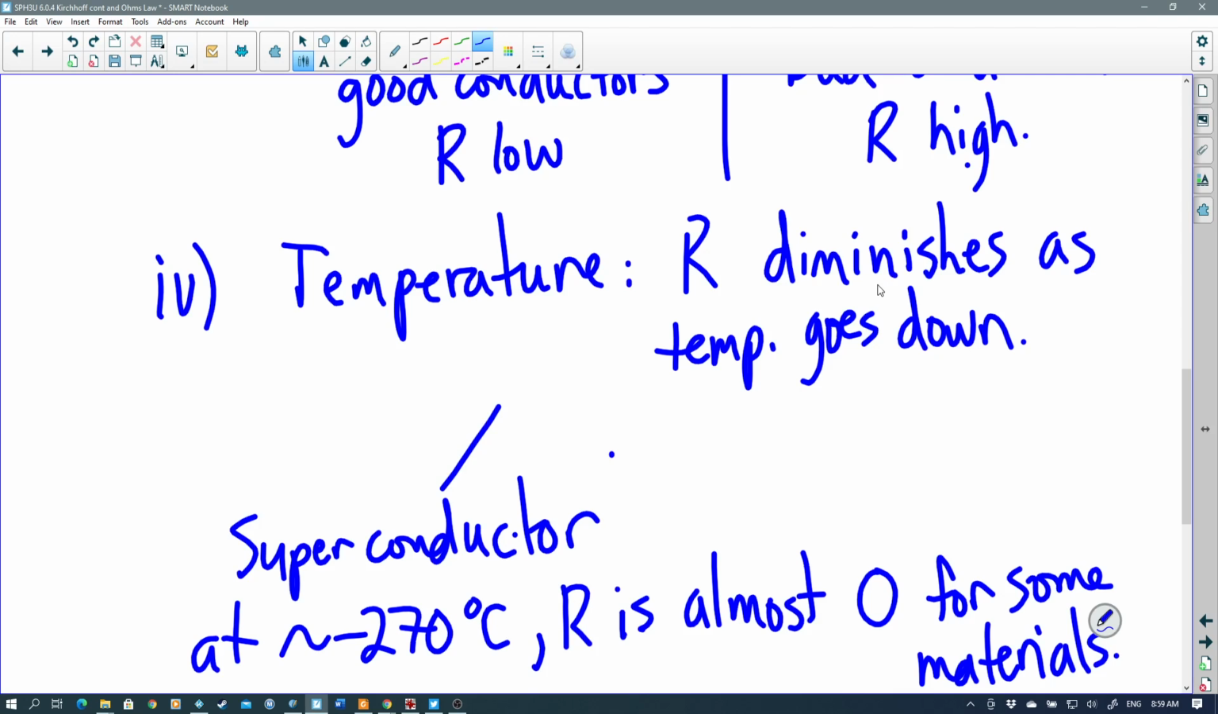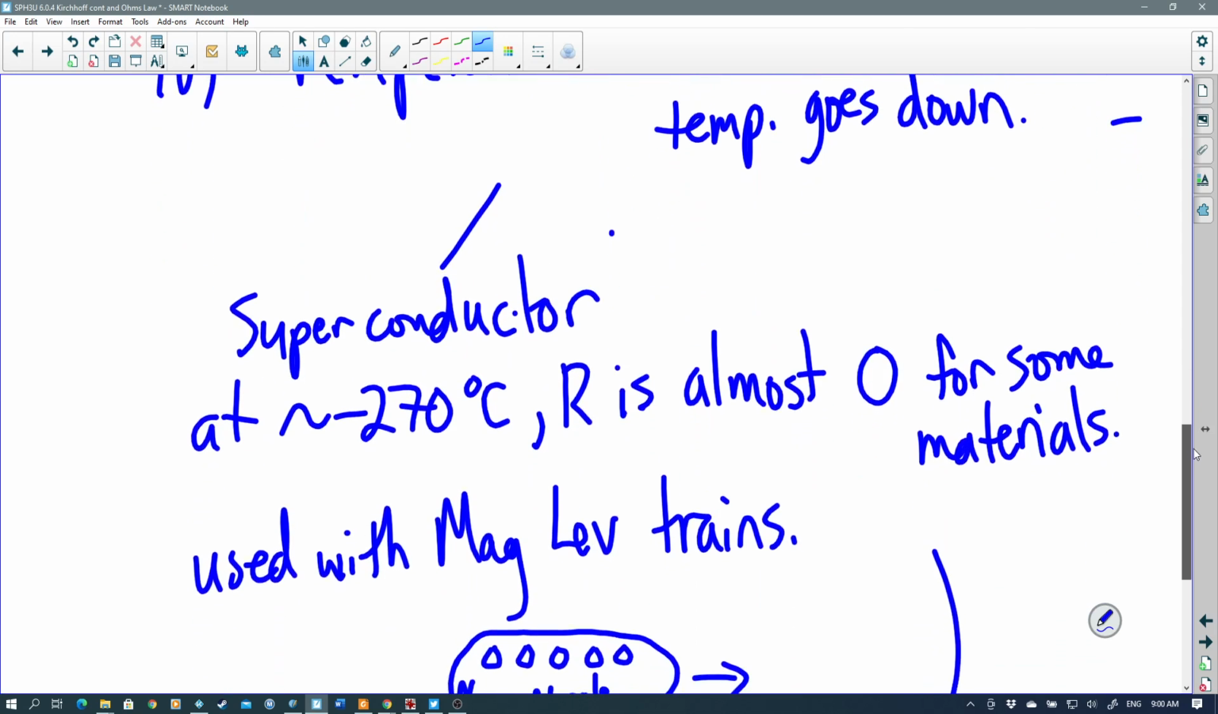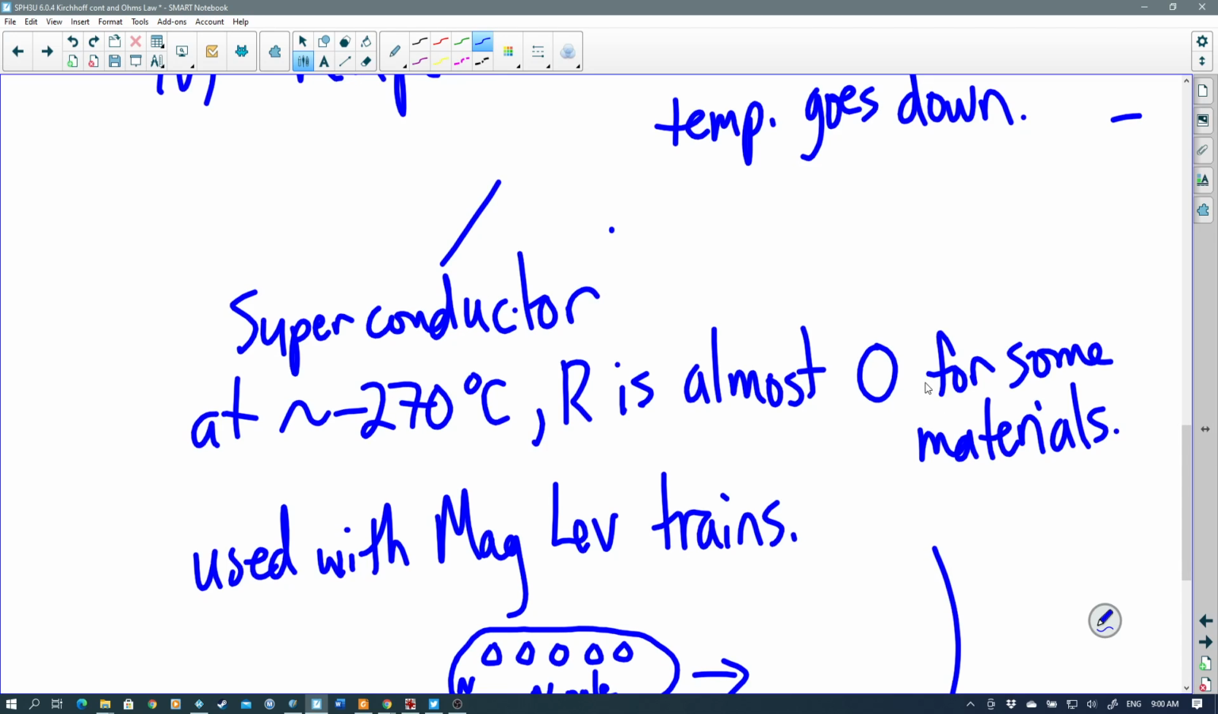And that's because inside the material, your molecules are moving faster and faster, and it's a lot harder to pass an electron through molecules that are vibrating fast than it is to pass electrons through molecules that are vibrating slow. Which brings up the idea of superconductors. At around negative 270 degrees Celsius, your resistance for some materials is almost zero.